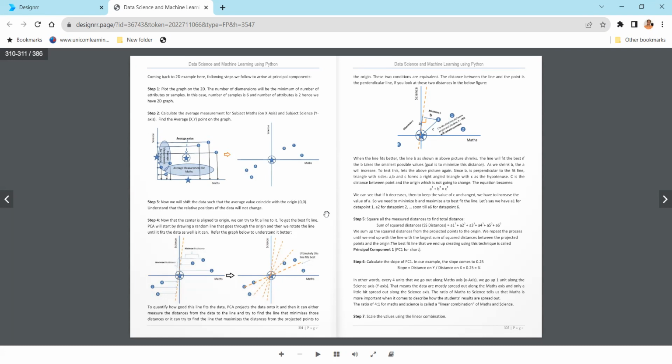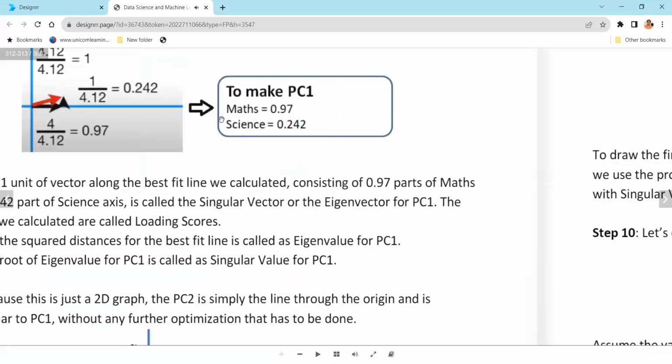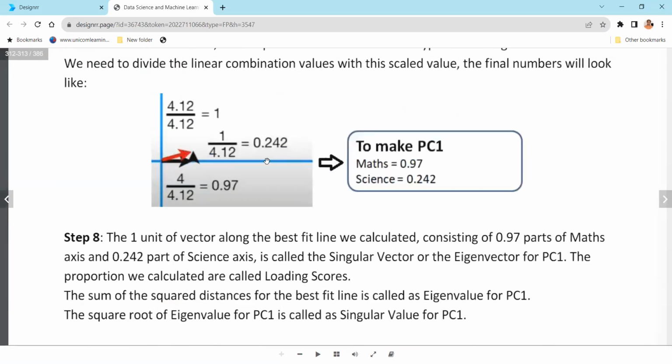So, yes, the next page. In this case, we got PC1. So, you got 1 by 4. 1 by 4 is, see, 4.12 is the hypotenuse, right? And slope we got as 1 by 4, right? So 1 is for y is 1 by 4, right?